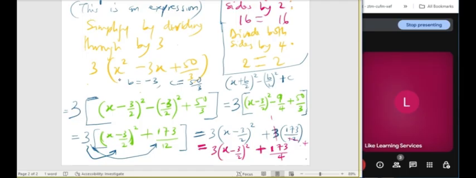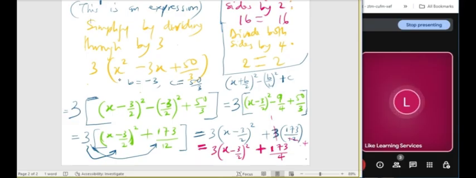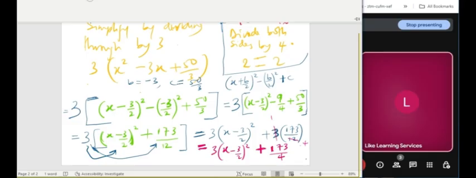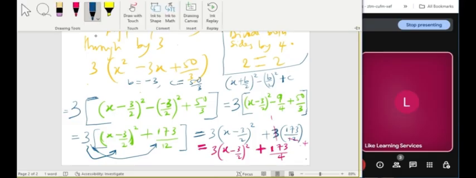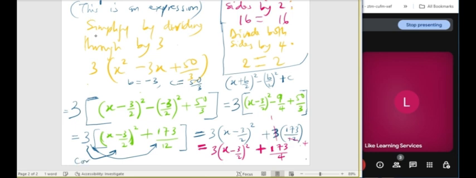Can I just tell you that if you did not do this, you will not identify the real coordinate of the vertex? So what's the coordinate of the vertex? Minus 3 over 2, comma. Did you say minus 3 over 2?